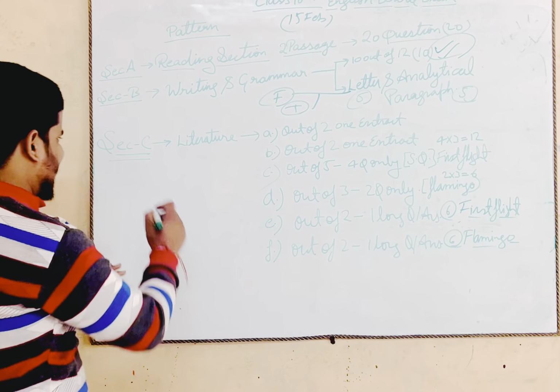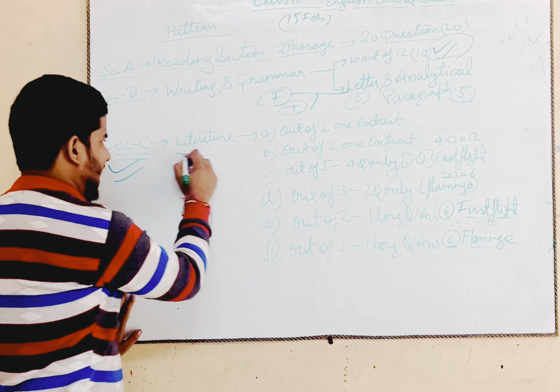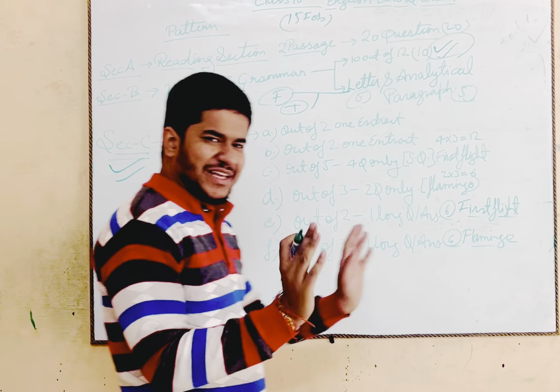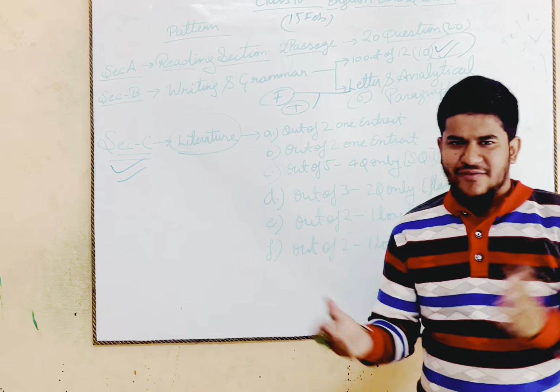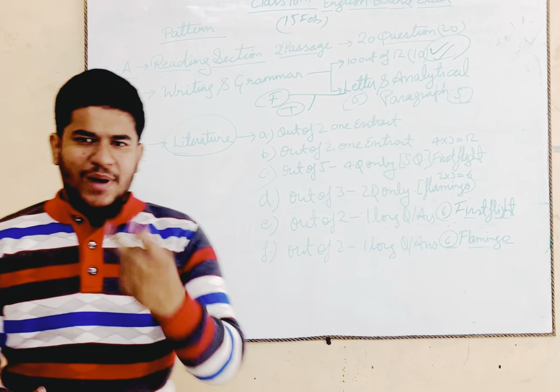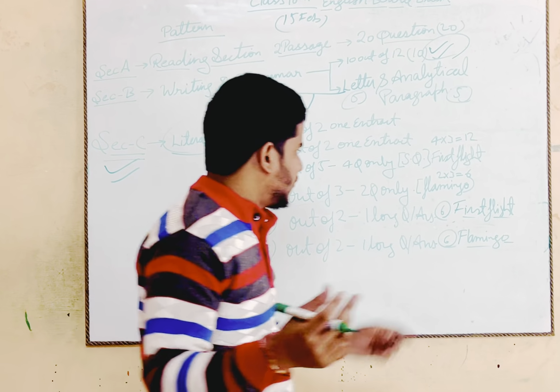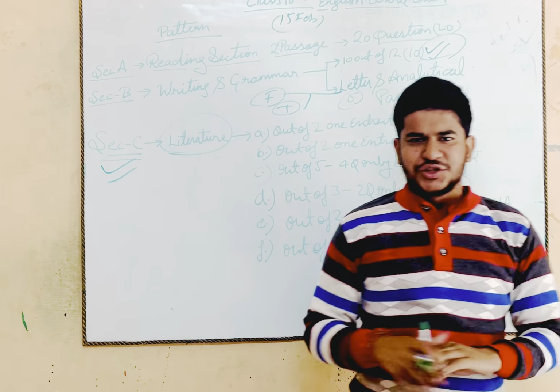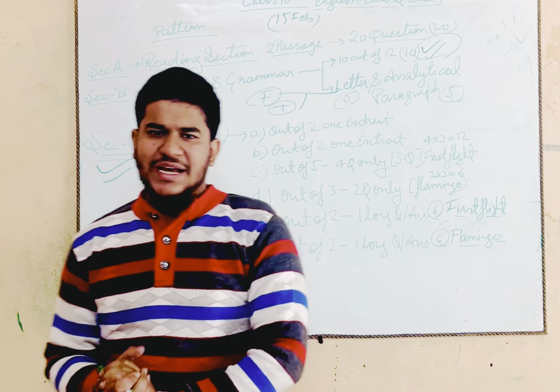Now we will move to the next section, that is Section C, the literature section. All the questions in this section are familiar ones because you have two books from your school, that is First Flight and Flamingo. All the questions are familiar to you. You only have to revise the books.